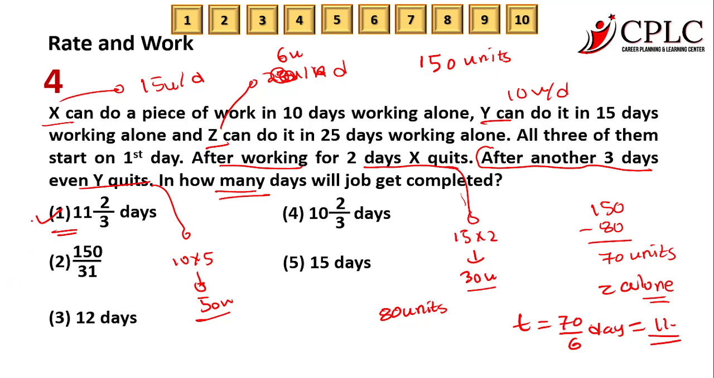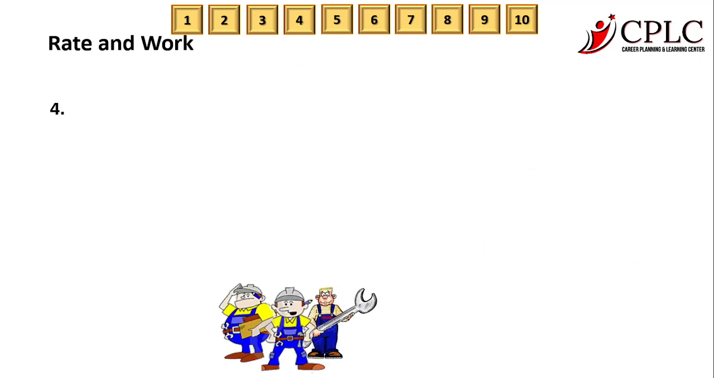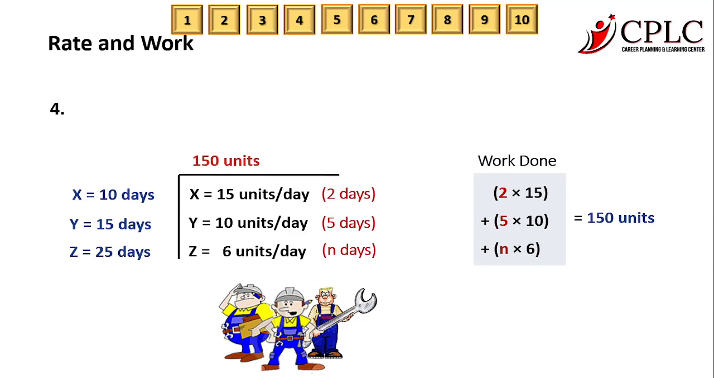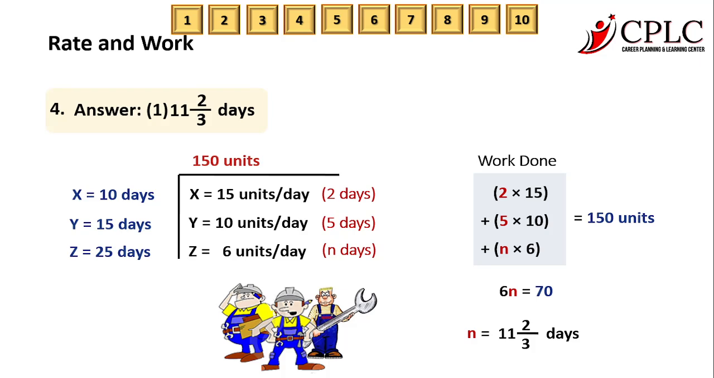So very bad working style. But what I'm trying to tell you is that you just have to read it carefully and try and understand who has worked for how long and how much work they have done, and whatever is left over, who's gonna do that. So 70 units is left over and Z alone is gonna do that. So Z will take 70 divided by 6, which is 11 2 by 3 days to complete the work, which is answer option 4. Sorry, answer option 1 for question number 4. And that's how you can do this particular question.